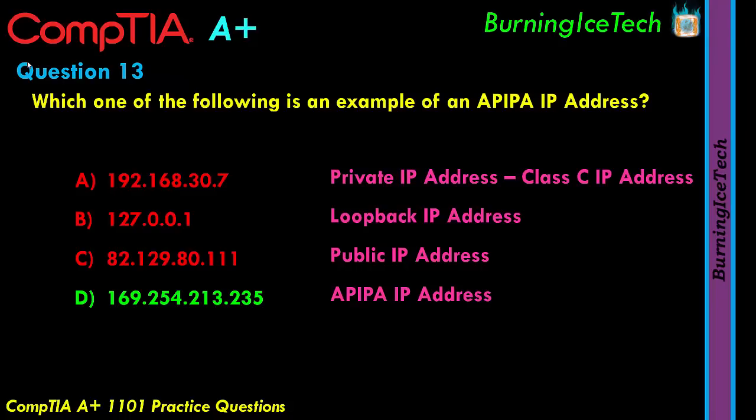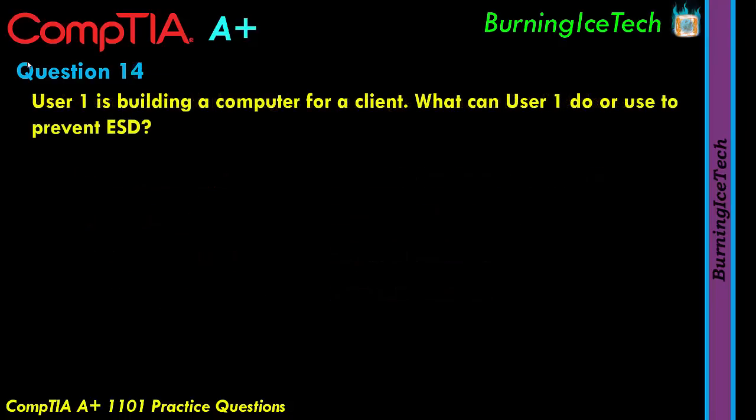And D is an example of an APIPA IP. Moving on to question 14. User 1 is building a computer for a client. What can user 1 do or use to prevent ESD?